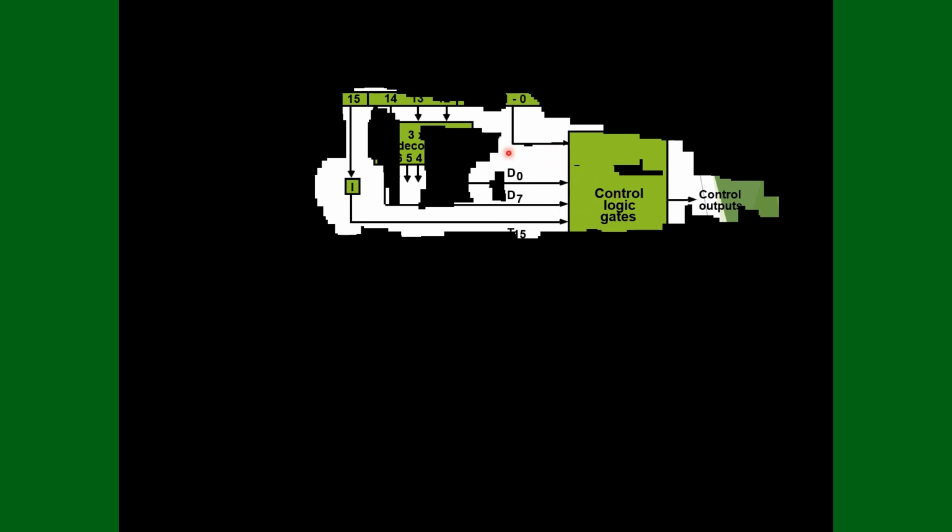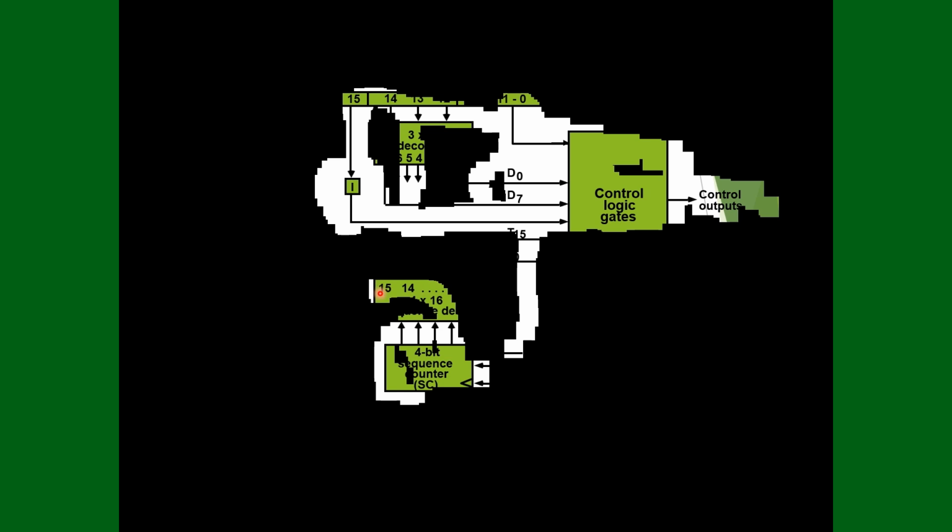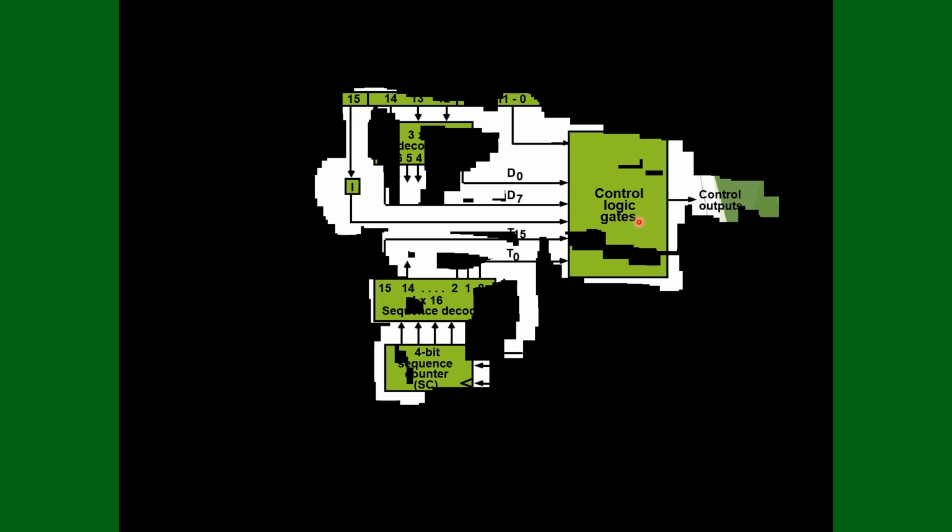We get the address of the operand from the instruction register, and it is also sent to the logic. Then the timing signals are sent through a decoder from the sequence counter, ranging from T0 all the way to T15, and they too are sent to the control logic for the timing, to determine at what timing signal certain controls have to be sent.